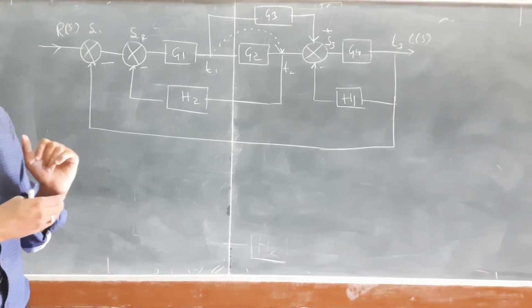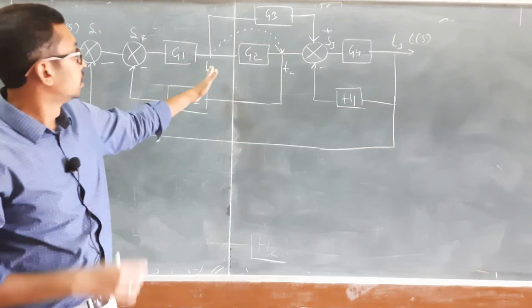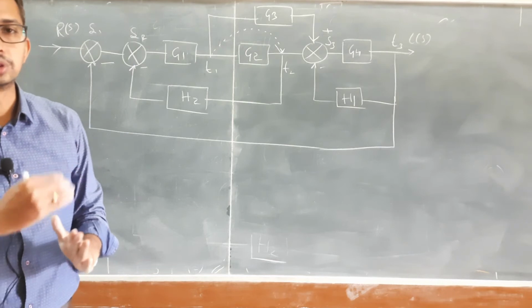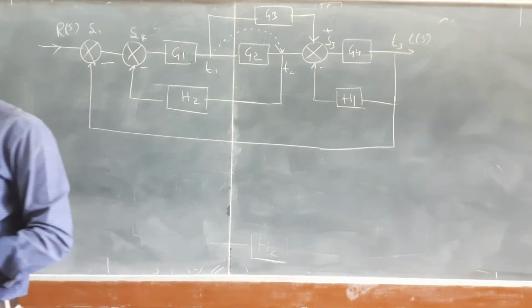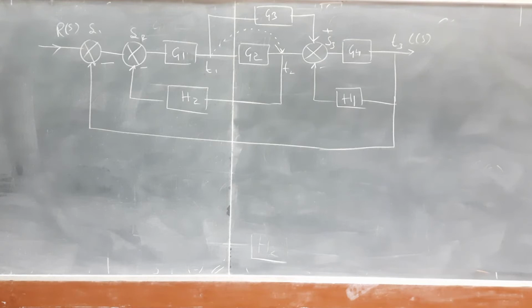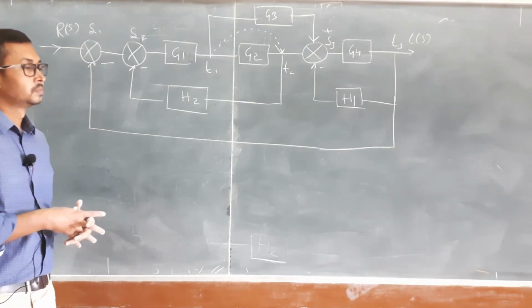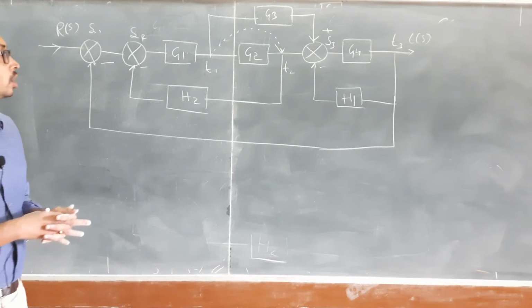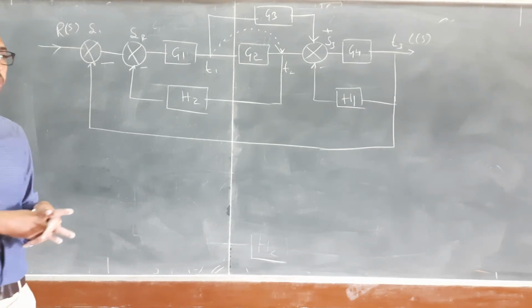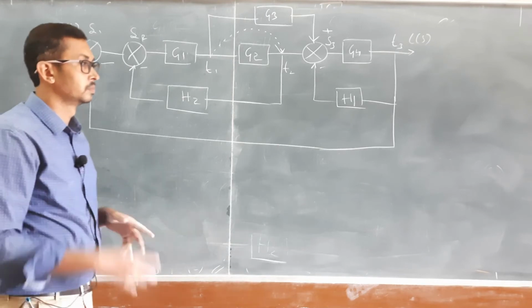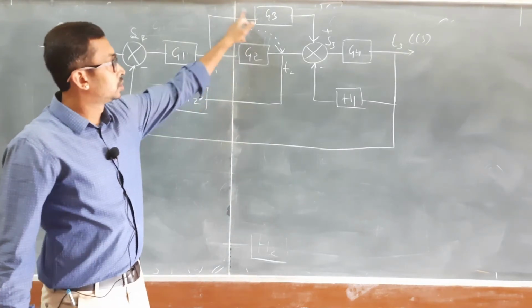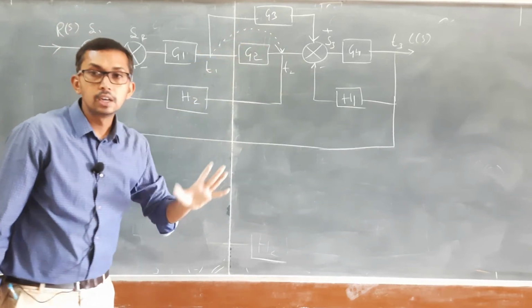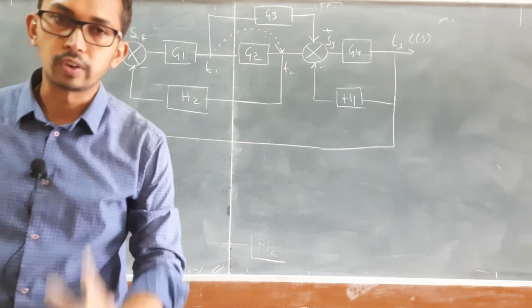If I shift the takeoff point after the block, what are the rules we need to apply? What do we need to add? What kind of block do we need to add? Yes, we need to add the reciprocal of the block. Where are you going to add the reciprocal of the block? To this signal, right? So to this signal I am going to add the reciprocal of the block. That is very important.